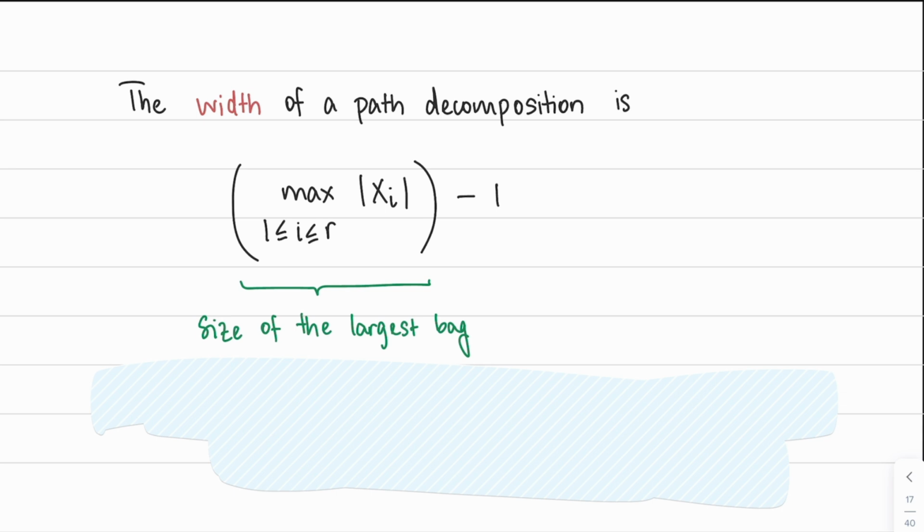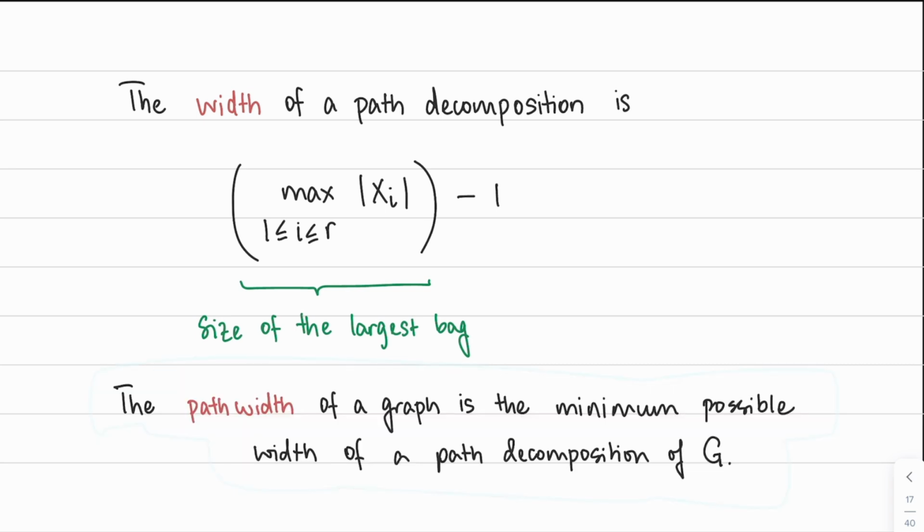Each of them will have their own width. So among all possible path decompositions of a graph, we pick the one that has the smallest width, and this width is called the path width of the entire graph, right? So once again, just to be clear, a given graph G may and in general will have multiple path decompositions.